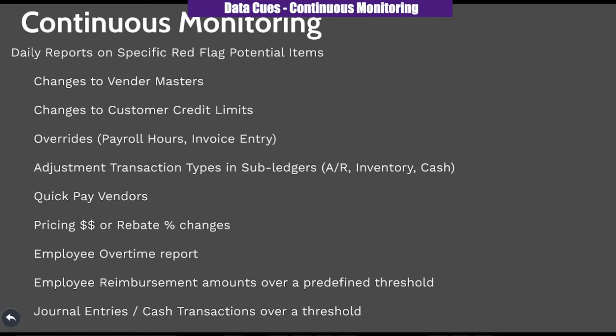And then journal entries or cash transactions that are over some certain threshold, you should have those as a daily report. So you're looking at that so that you know if there's been transfers of money or significant movements of money that don't make normal sense in the regular process, what's going on there. So those are some of the continuous monitoring reports.